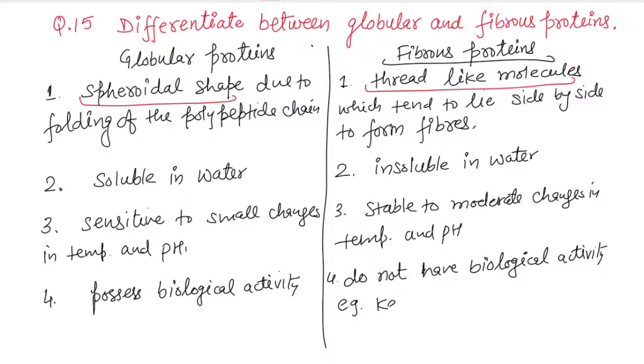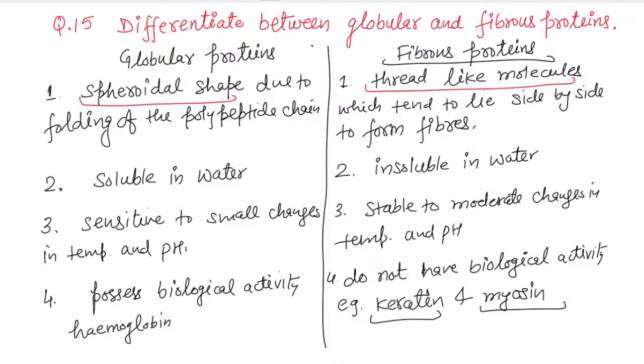For example, keratin and myosin. Keratin in hair and skin, myosin in muscles. Hemoglobin, even maltase, and invertase are all globular proteins, right?